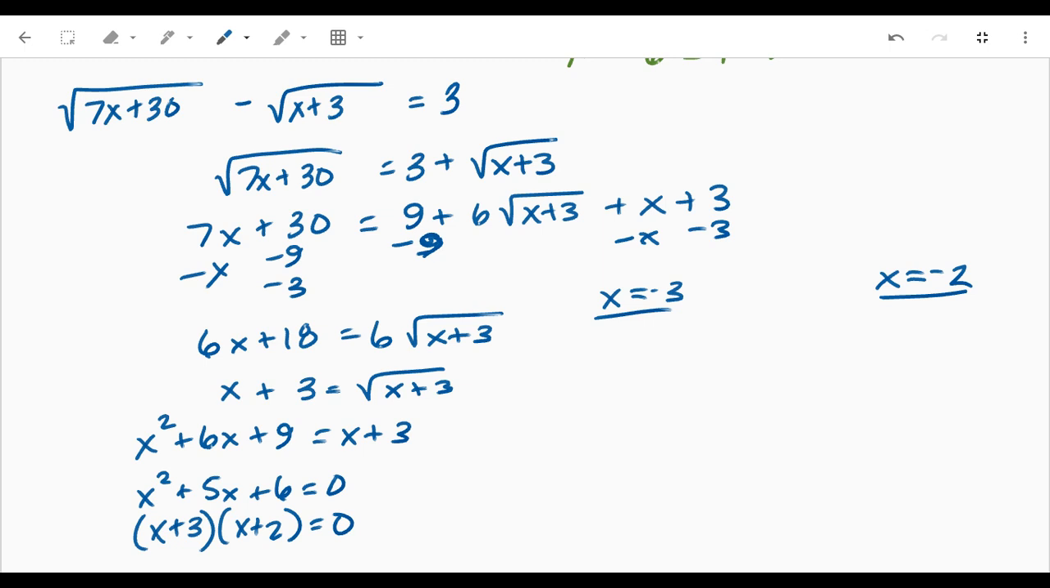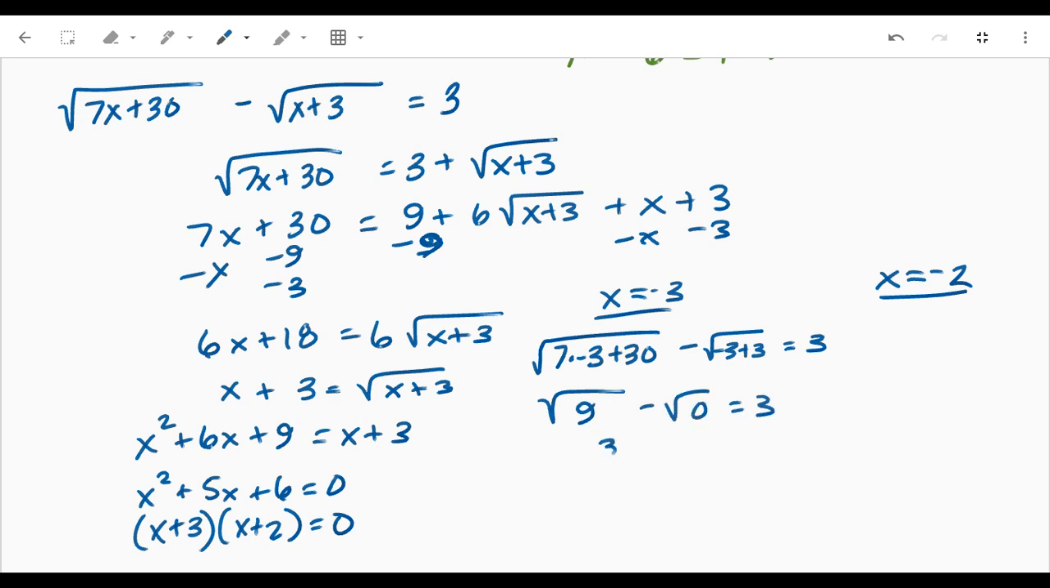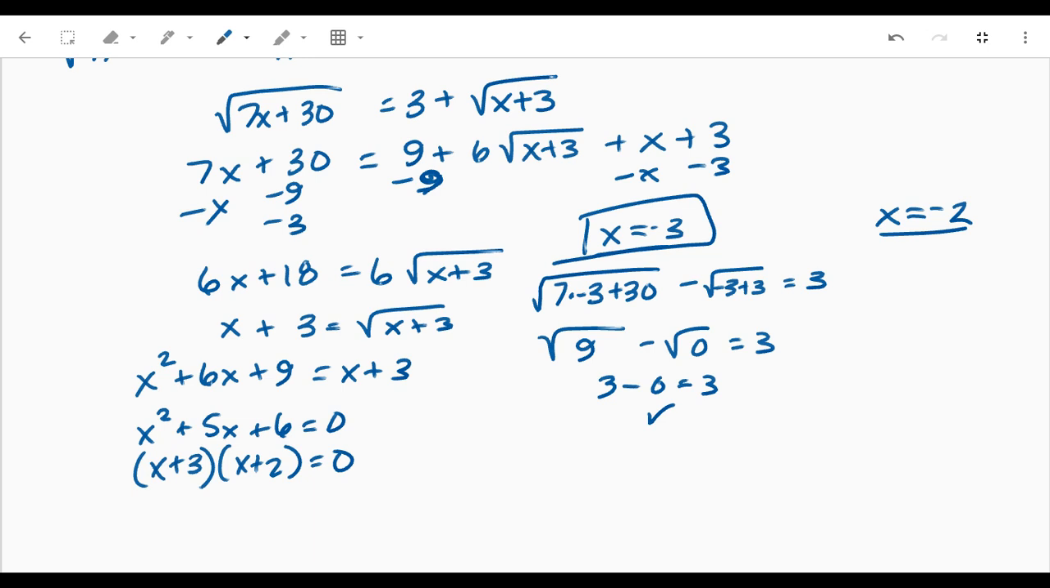And we're going to check them and plug them into the original. So 7 times -3 plus 30 square root minus the square root of -3 plus 3 should equal 3. The square root, that's going to be -21 plus 30, so it's 9. And then the square root is 0. Right, so 3 minus 0 equals 3. That looks good. Okay, so this is definitely a solution. Now I'm going to check the -2.